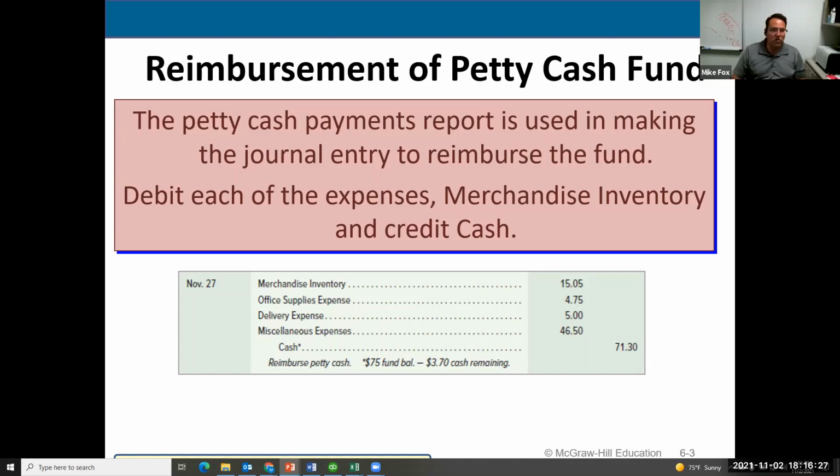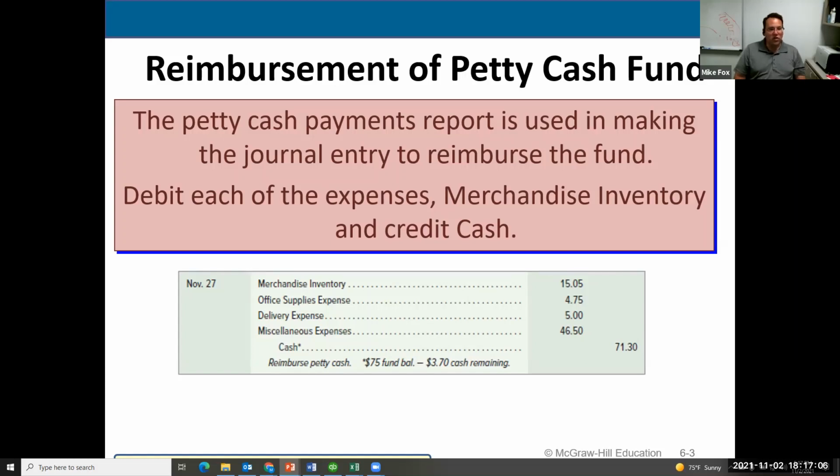out of the fund. So whenever we go at the end of the month to replenish the money in the petty cash fund, all we're going to do is debit each of the accounts necessary for those items that we spent money on, and then we're going to credit cash. So in essence, we're pulling cash out of our cash account, $71.30, putting it back into the metal box, and then recording all of the expenses.